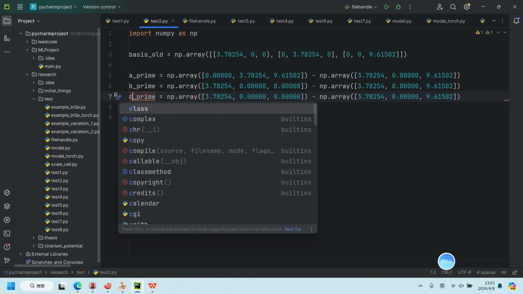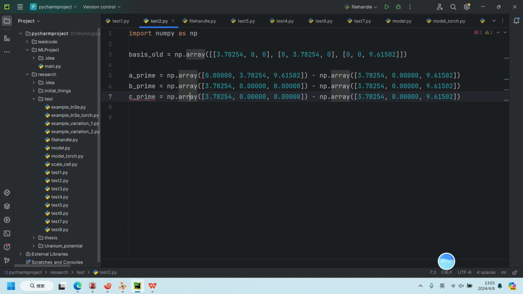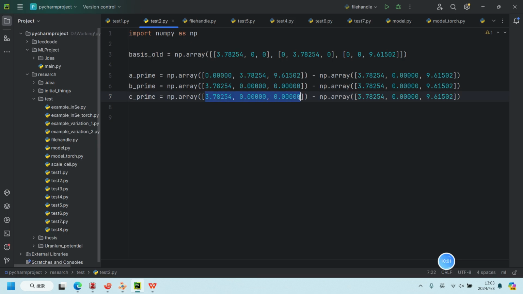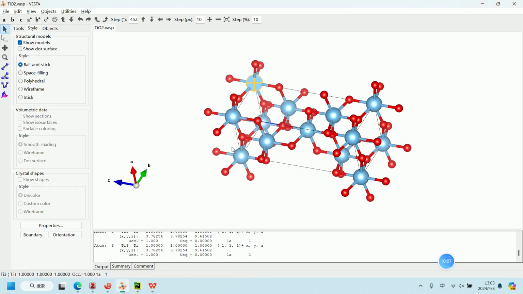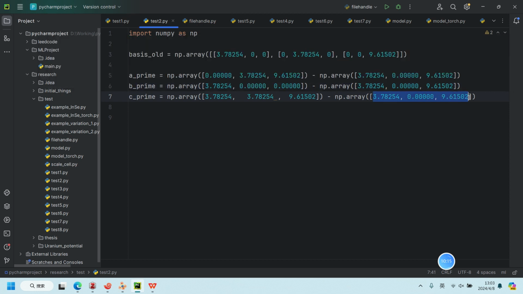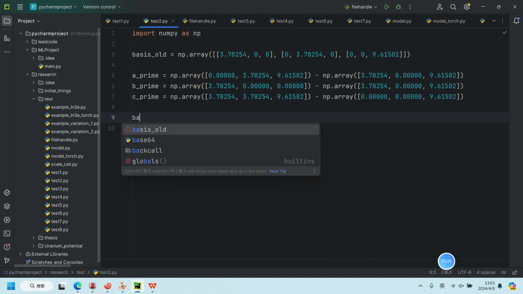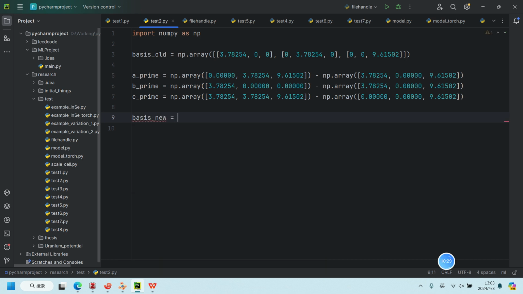Now we are handling C prime. So we copied the position vector of this atom, and the position vector of this atom. Good. Now we already have this is old and this is new.